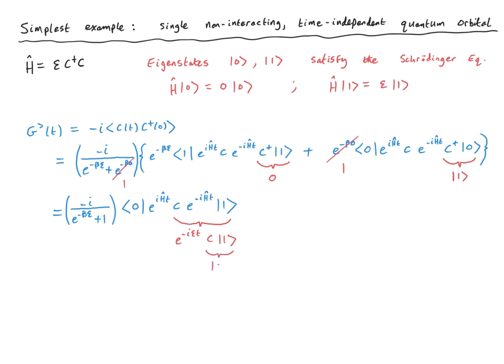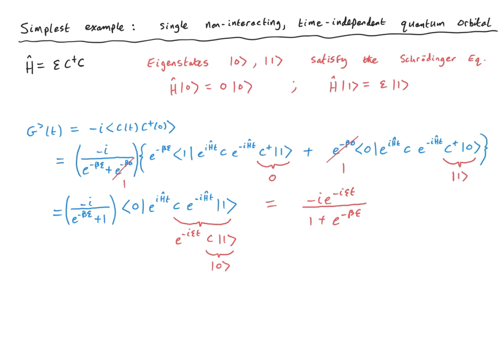This of course just gives us the empty state. Then we act one more time with e to the plus iεt on the empty state, which gives us a factor of 1, and then we simply have the bracket of 0 with itself, which is 1. So collecting all this together, we have that g greater of t is equal to minus i times e to the minus iεt divided by 1 plus e to the minus βε.